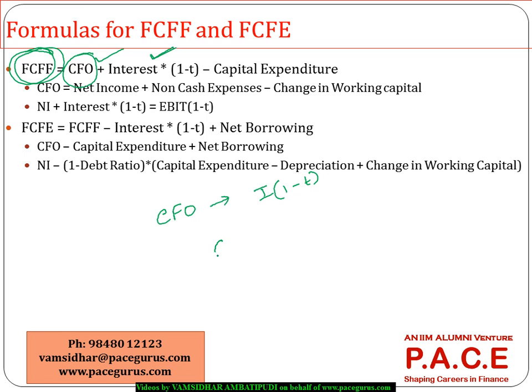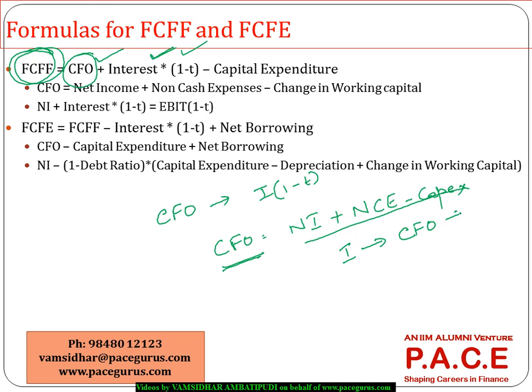In the typical computation of cash flow from operations, if I go with the assumption of net income plus non-cash expenses minus change in working capital, then for computation of free cash flow to the firm, I have to add I into (1 minus T). This is one important aspect. Now, when I say cash flow from operations is this, there I am treating interest as going into cash flow from operations. This is as per US GAAP.